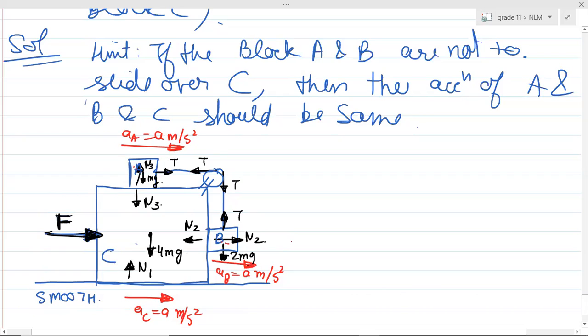So basically now I have drawn all the forces. Please draw the FBD and try to solve the problem. The answer should be 14 mg. The F should be 14 mg for these two.